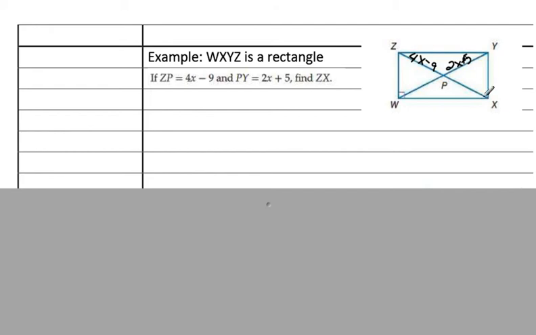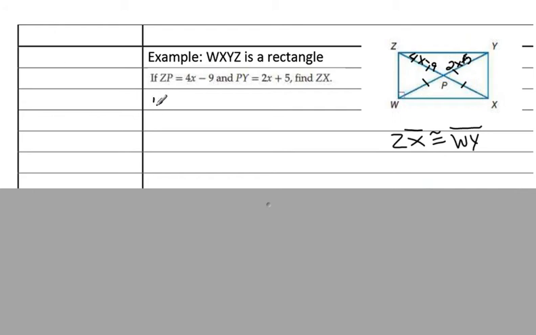Well, ZX is this entire segment, this entire diagonal, which we can't find until we figure out what x is. So the property that we are visiting in a rectangle is that the diagonals are congruent. So diagonal ZX is congruent to diagonal WY. And since the diagonals bisect each other in a parallelogram, and a rectangle is a parallelogram, then we know that all four of these segments within the rectangle are congruent.